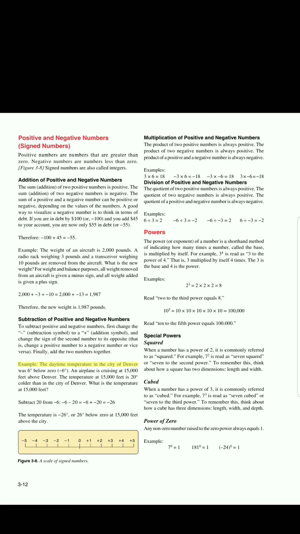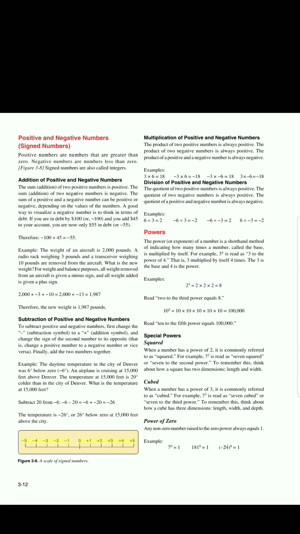Example. The daytime temperature in the city of Denver was 6 degrees below 0, minus 6 degrees. An airplane is cruising at 15,000 feet above Denver. The temperature at 15,000 feet is 20 degrees colder than in the city of Denver. What is the temperature at 15,000 feet? Subtract 20 from minus 6. Minus 6 minus 20 equals minus 6 plus minus 20 equals minus 26. The temperature is minus 26 degrees, or 26 degrees below 0 at 15,000 feet above the city.